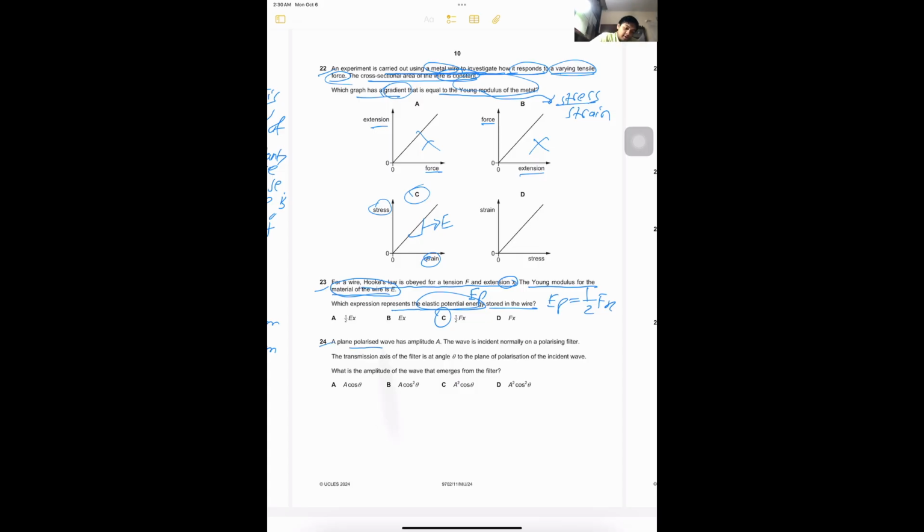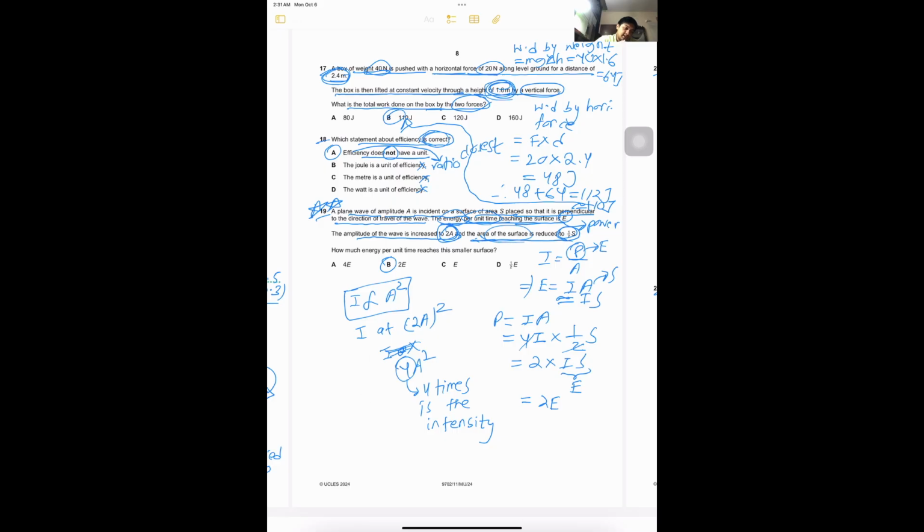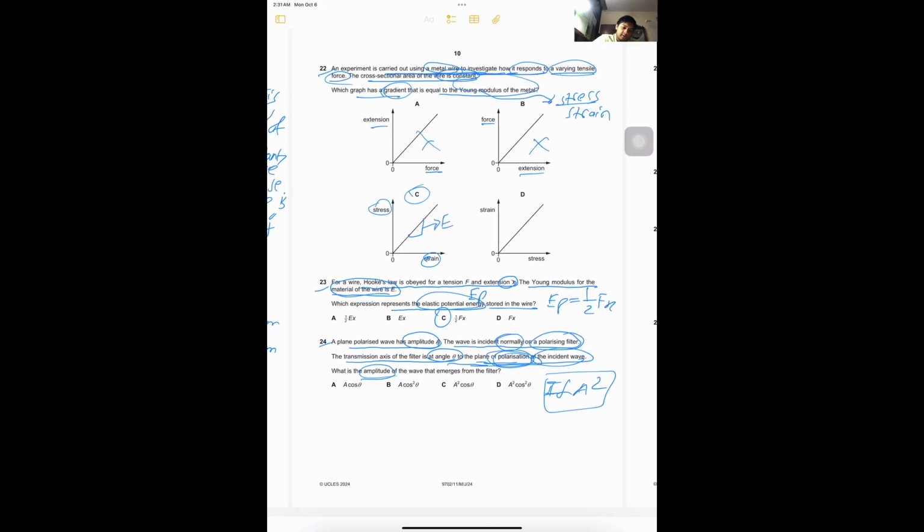Question 24. A plane polarized wave has amplitude A. The wave is incident normally on a polarizing filter. The transmission axis of the filter is at angle theta to the plane of polarization of the incident wave. What is the amplitude? We know this relationship, right? We have to use this again. We did use this in question 19. We'll be using it again here.